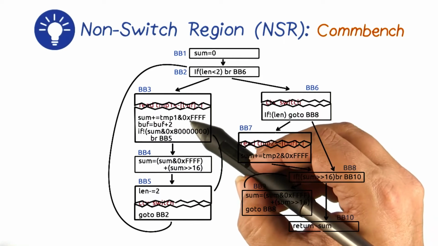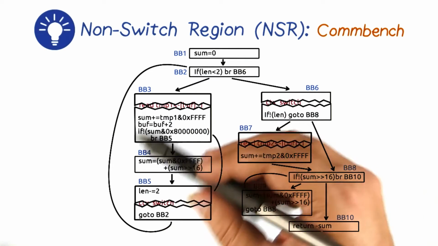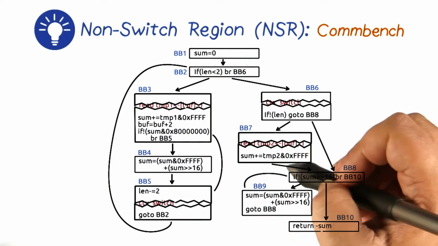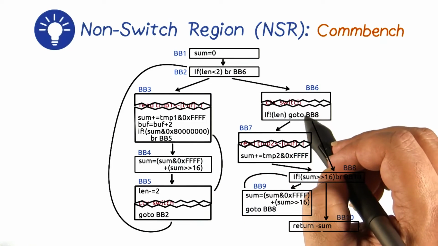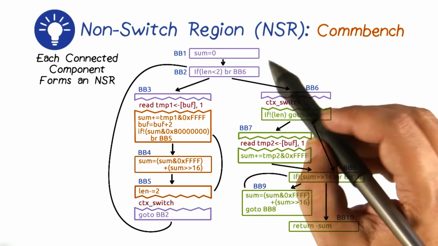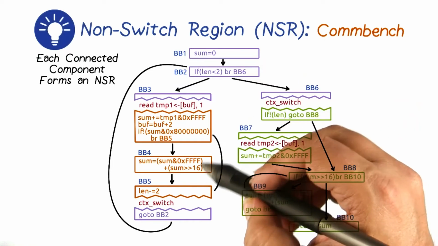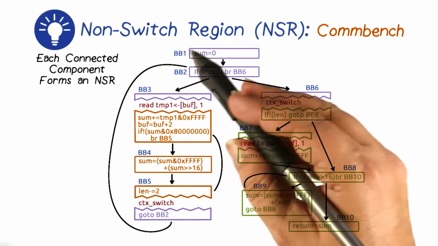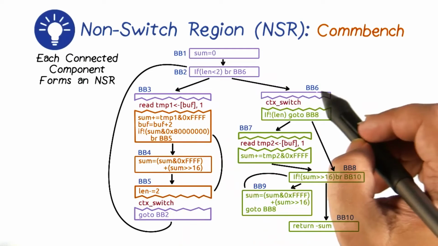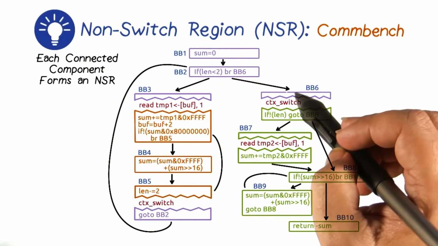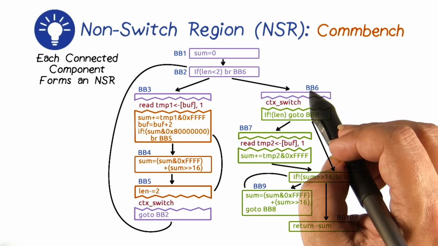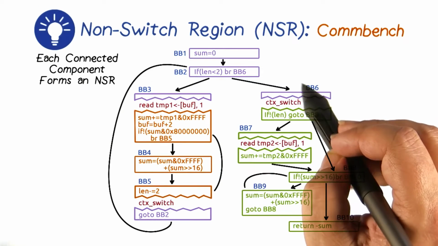So here we see that we have 1, 2, 3 and 4 NSRs in this particular small benchmark. As per the discussion, we have NSRs which are shown in purple color over here. That is one region where the control flow stays within the same processor without interruption, or the same thread without interruption.